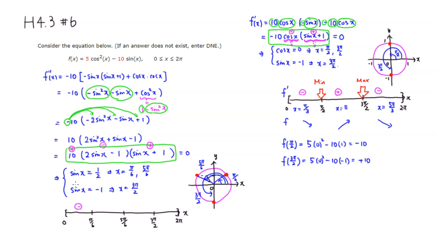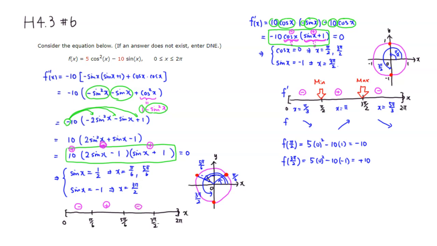And here, if x is between pi over 6 and 5 pi over 6, between these two values, the sine value is going to be bigger than 1/2, so it's going to be positive. Between 5 pi over 6 and 3 pi over 2, because sine of x is less than 1/2, it's going to be negative there. So we have a negative sign there.